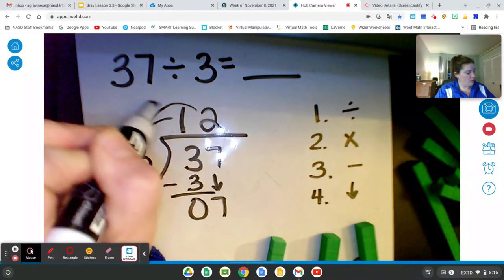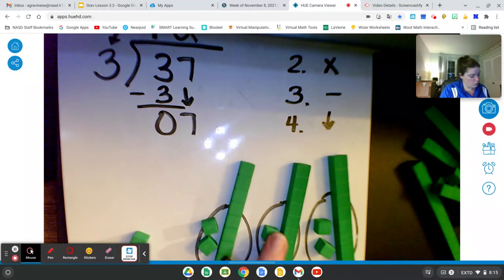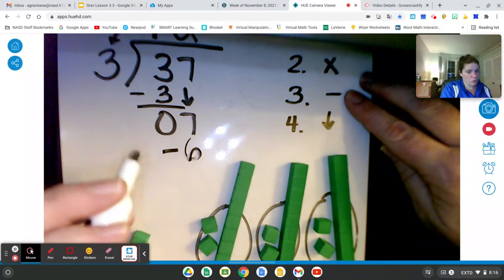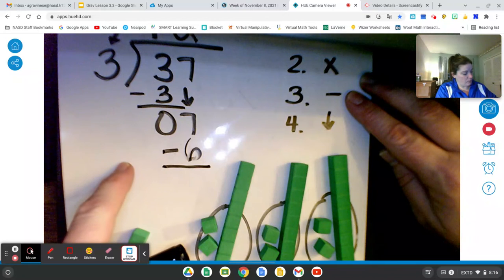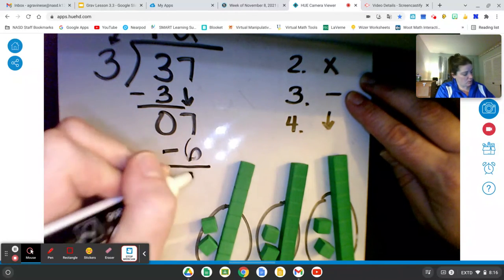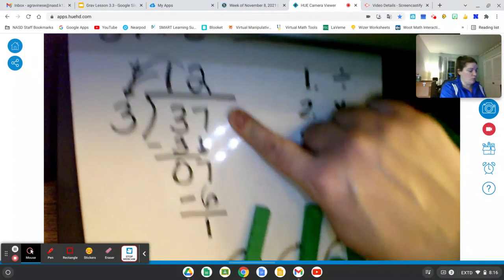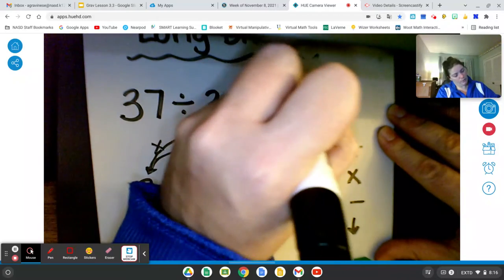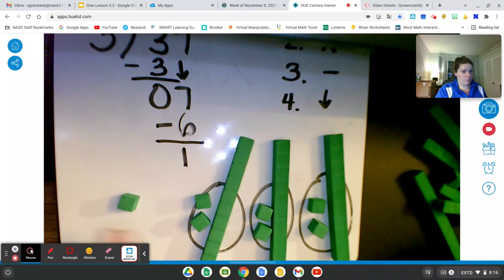And when I did that, when I had 3 2s, a 2, a 2, and a 2, how many did I use up? 2, 4, 6. And then my subtraction happens. What's left over? Remember, I had 7, I used 6, and I'm only left with 1. And there's nothing to bring down, so that 1 becomes my remainder. So my quotient is 12, remainder 1. Here's my 12 with 1 remainder.